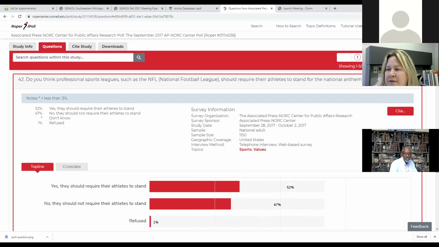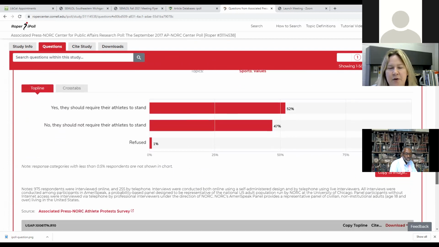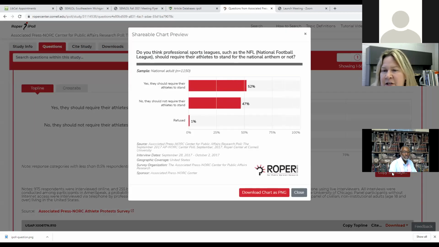I was saying that I think iPoll can be used in a visual, like a speech or something. And you can do that here. Let's say I wanted to use this feature with this polling question. I want to include this, and we have this copy to image option here. I click on copy to image, and I can then download this chart as an image.